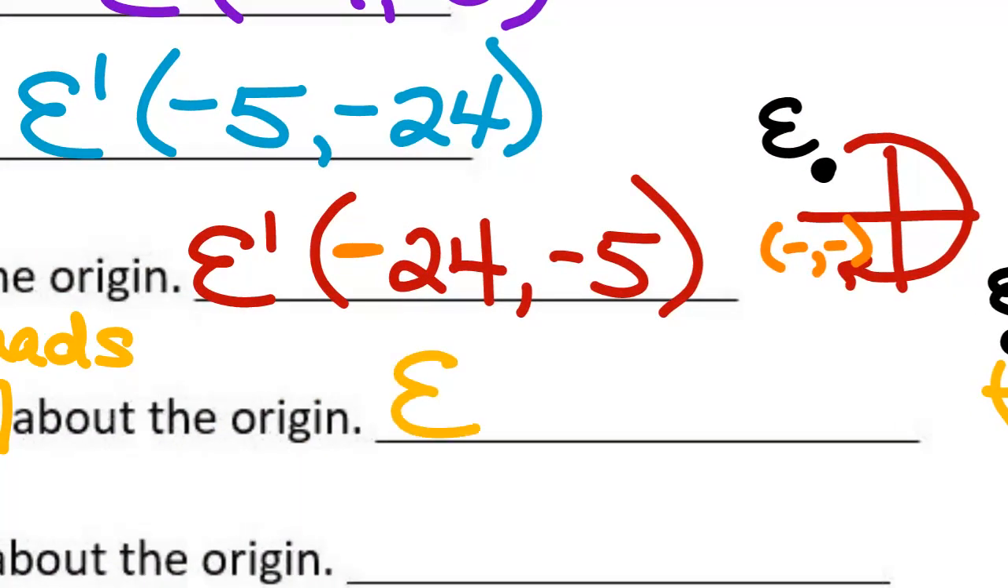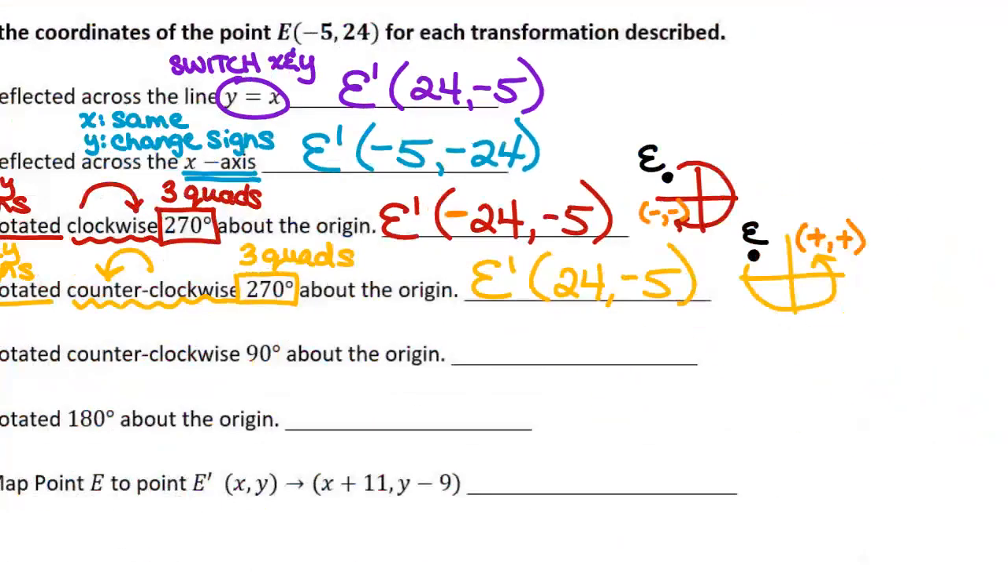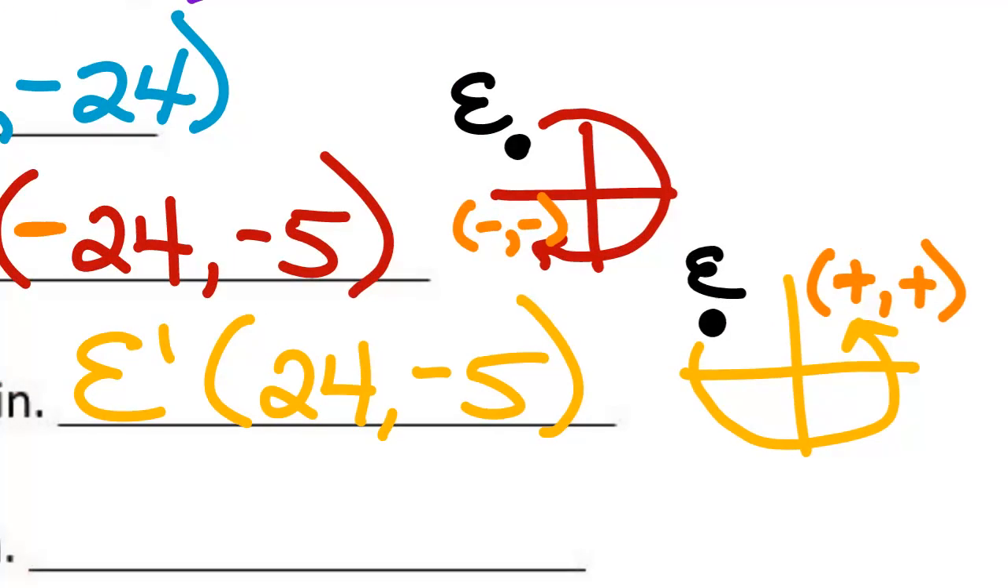So my point E prime, I take my original point, I flip the order of the numbers, so that'd be 24, negative 5. We said we are landing here in quad 1, which has positive X's and positive Y's. The X is already positive, so I leave it alone. The Y is not positive, so we force it to be positive.